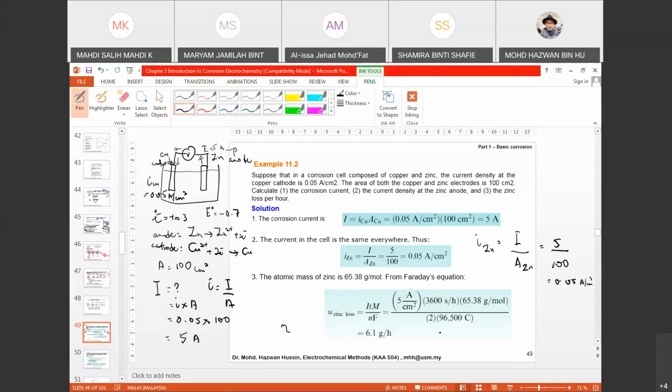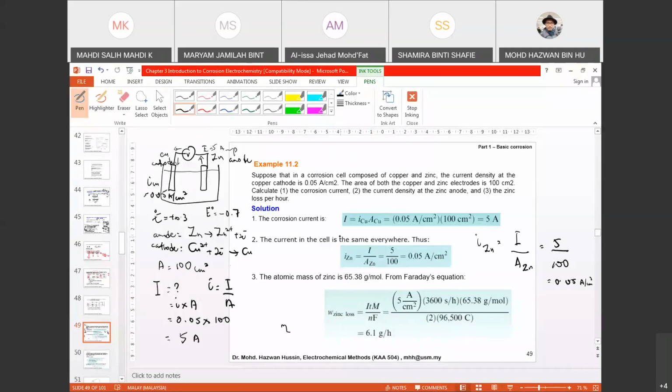Okay, Doctor, did you make any addition in the slide after the first time? Yes, as I told you, this example is not included in the notes, so you can jot it down. Right, so time is basically mentioned as 1 hour.